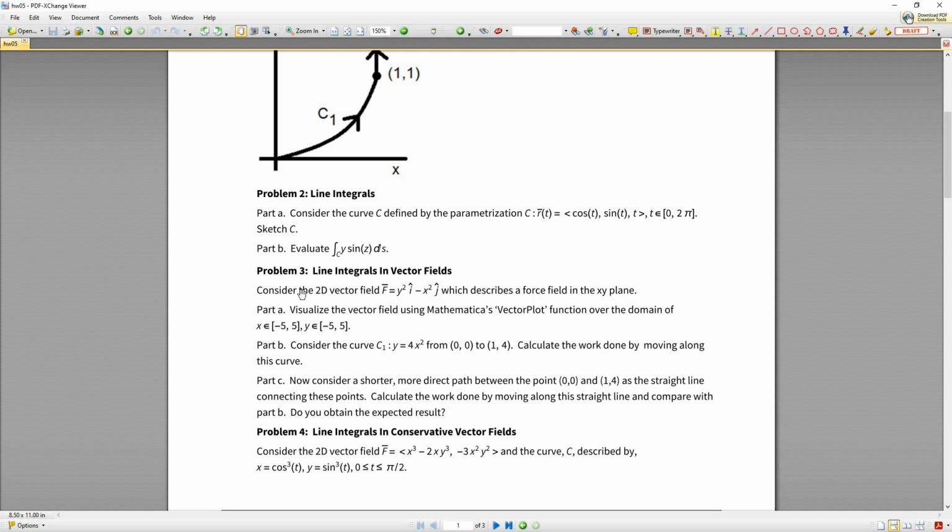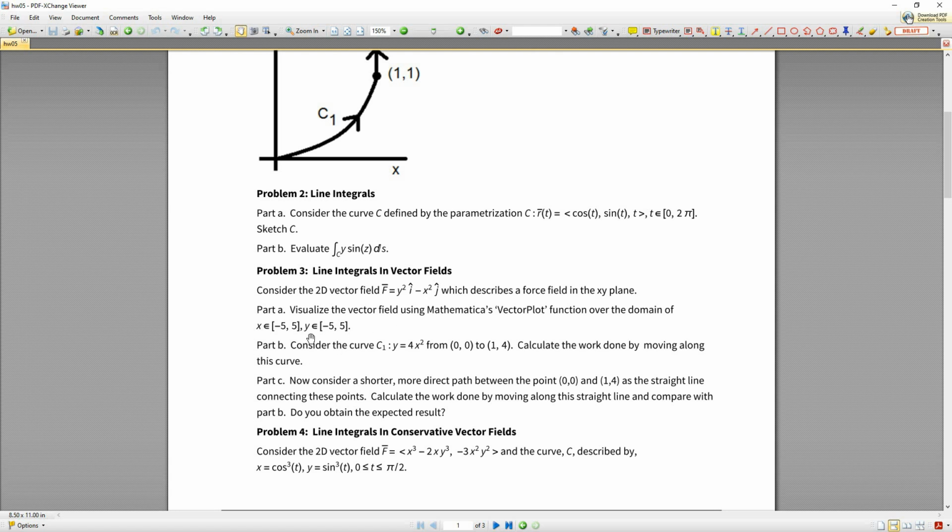how you can evaluate a line integral through a vector field. So here's a vector field. You can consider this to be some type of force field in the XY plane. And now what we're going to do is, first, I want you to just visualize, what does this look like? Basically, just draw a bunch of arrows all over the place to show what the force field looks like at different XY locations.